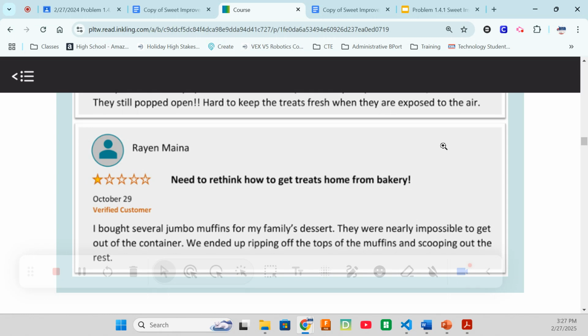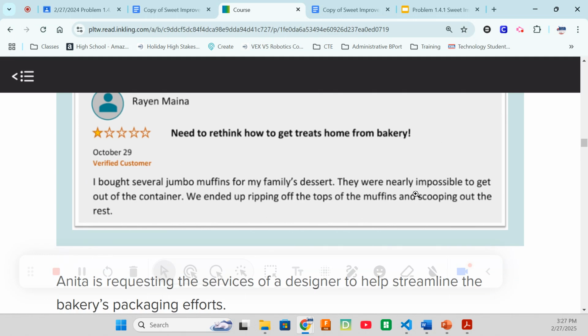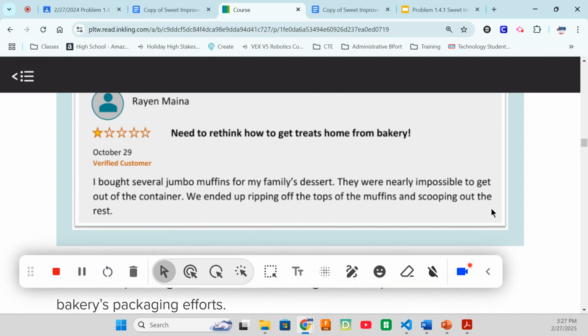Okay, and the final review: need to rethink how to get treats home from bakery. I bought several jumbo muffins for my family's desserts. They were nearly impossible to get out of the container. We ended up ripping off the tops of the muffins and scooping out the rest. So obviously, when you take a look at these reviews, they think very highly of the product, but the packaging is what's causing the problem.